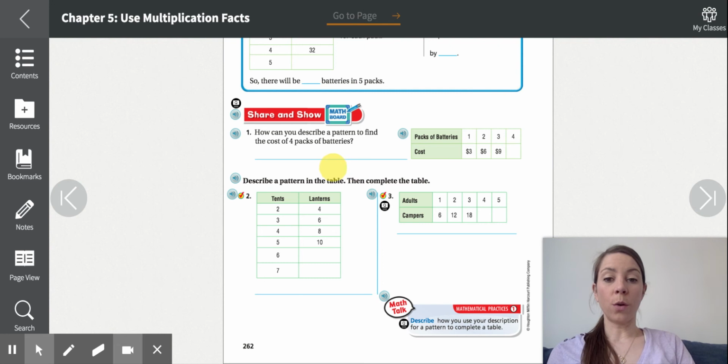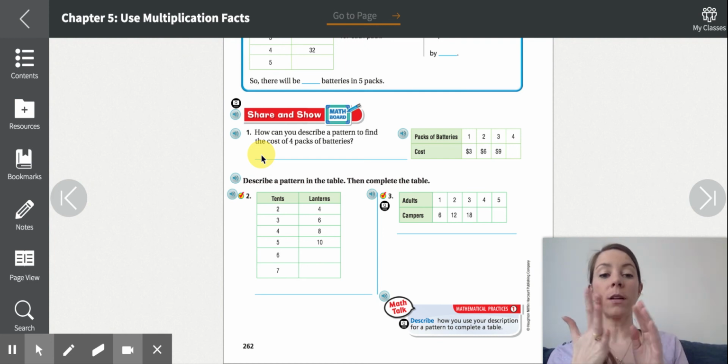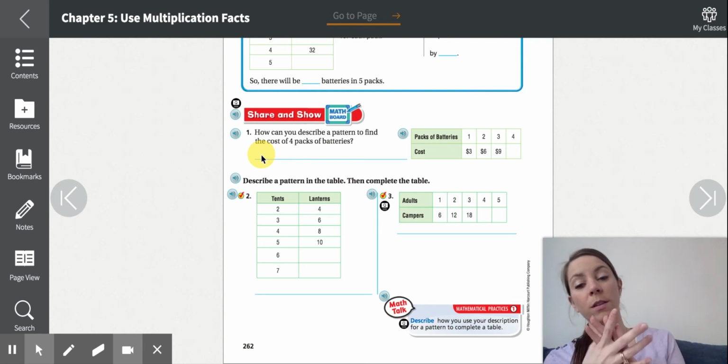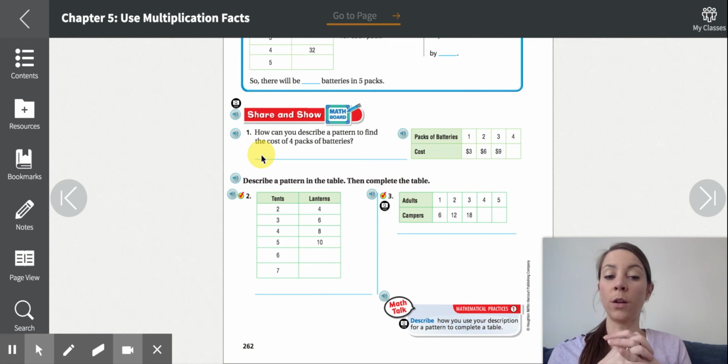Okay, so you need to tell me what operation you're doing in your pattern, adding or multiplying. Tell me the number that you're doing that, and then tell me the words to describe it. Okay, so are you adding batteries? Are you adding dollars? Are you increasing by packs each time? So think about what your words would say to describe what you're doing.